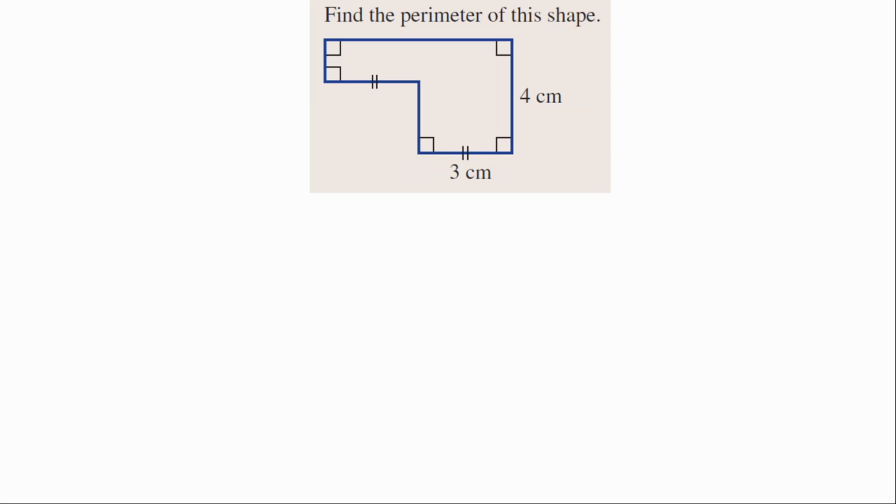Alright, now let's have a go at finding the perimeter. This shape is a composite shape, so that means it's made up of more than one regular shape. And we've got plenty of detail to find the perimeter of this shape. So remember, if the markings are the same, it means it's the same length. So we know this one will be 3 centimeters as well.